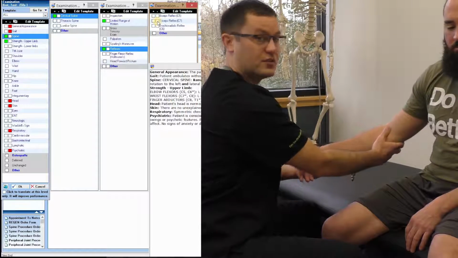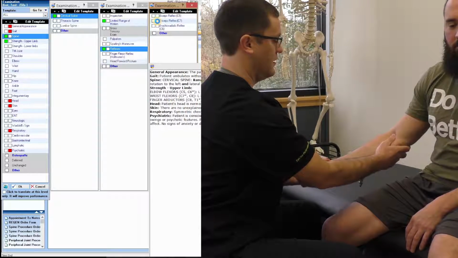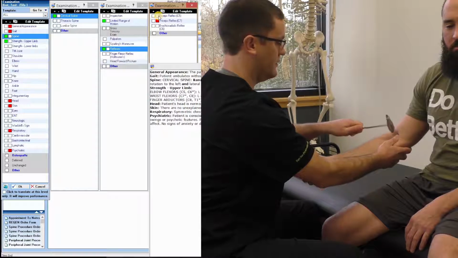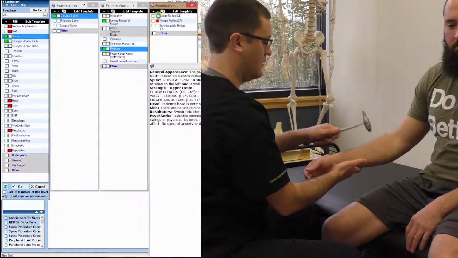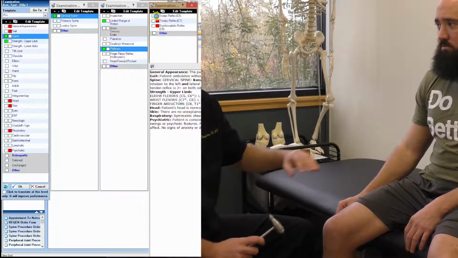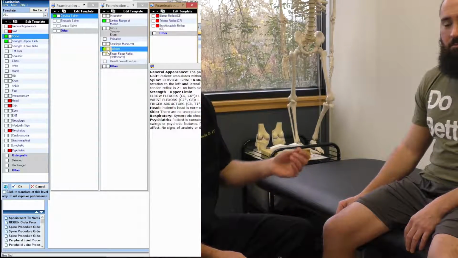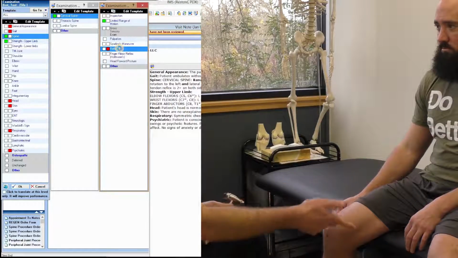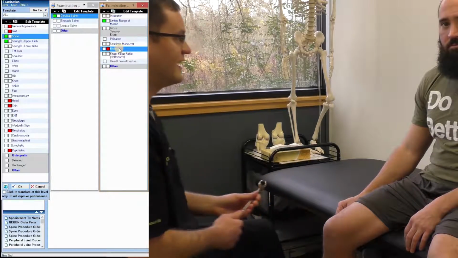So here, that's the triceps. Here is the biceps and the brachioradialis. So we did all three of those. They were all normal, so you'd mark those as normal. Usually I'll test both sides, but I think you get the idea.